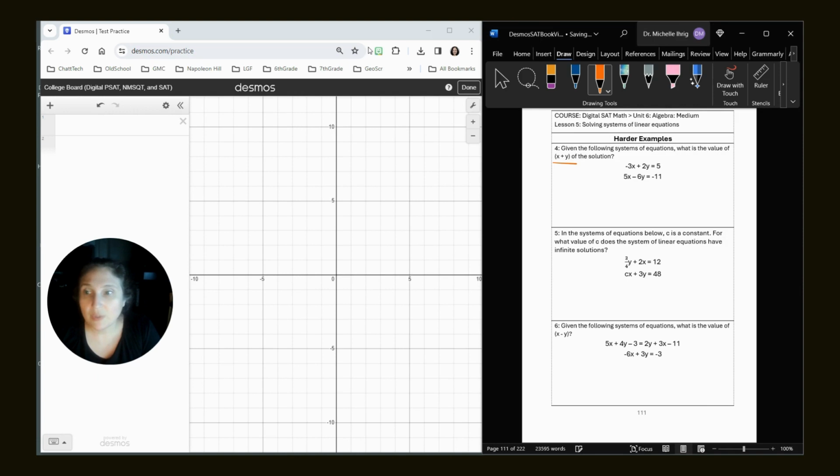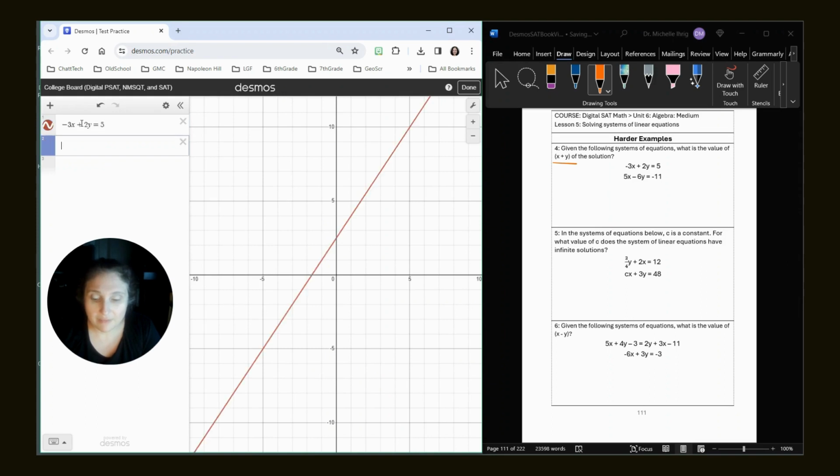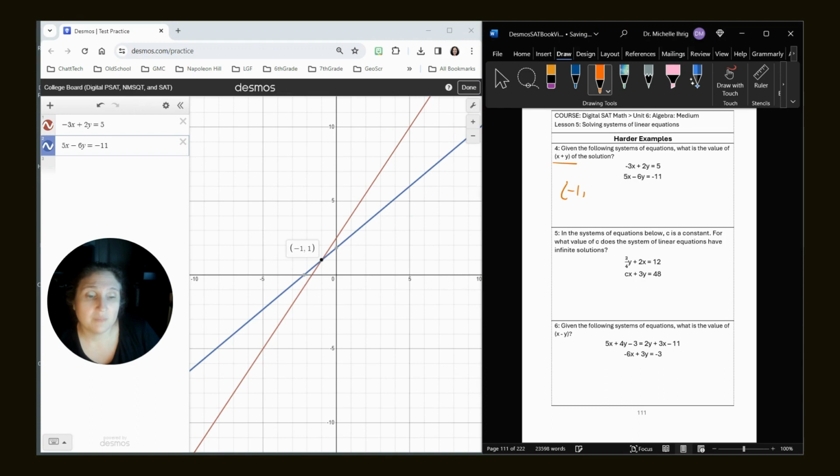Okay, so we're going to just type it in. Negative 3x plus 2y equals 5. 5x minus 6y equals negative 11. So the solution is where they intersect. So our point is negative 1, 1. And we just add it up, and you probably already know they cancel each other out. Negative 1 plus 1 is just 0.